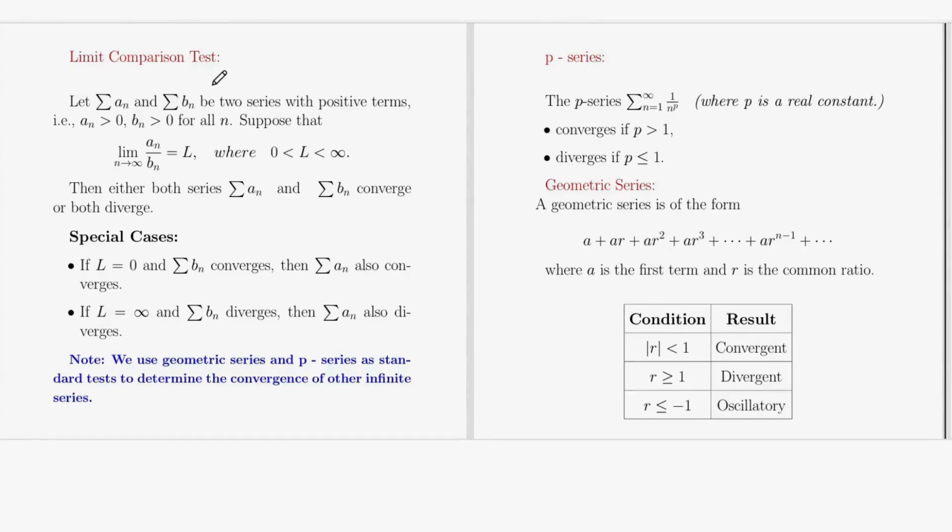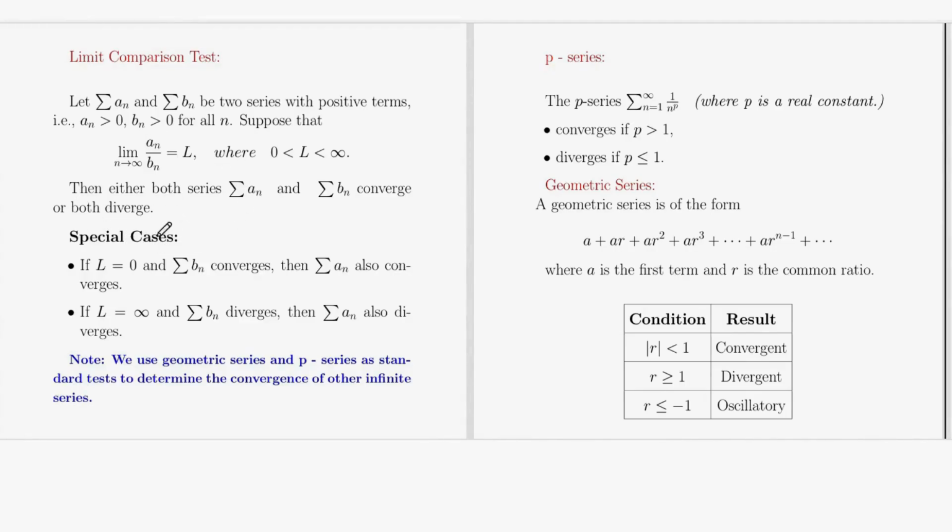Limit comparison test. Let series AN and series BN be two series with positive terms, that is, AN greater than 0 and BN greater than 0 for all n. Suppose that the limit as n tends to infinity of AN upon BN is equal to L. Now what is the value of L? L lies in the range 0 to infinity. Then either both series AN and BN converge or both diverge.